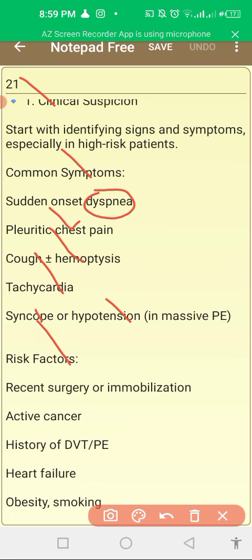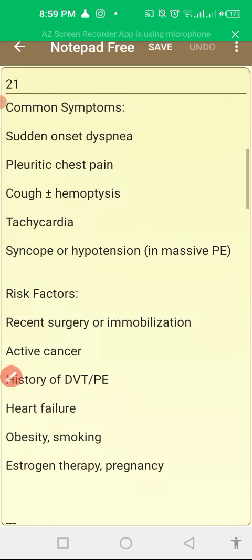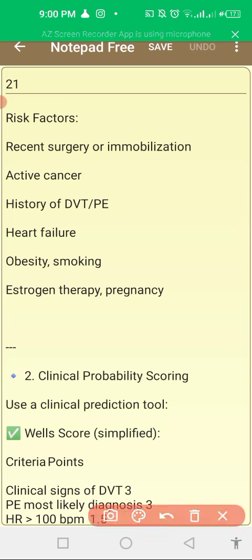Another one is risk factors. We have to look at if the patient has had surgery or is immobilized, or is there any active cancer, carcinoma or any lesion, or a history of deep vein thrombosis or pulmonary embolism, previous history, heart failure, if the patient is obese or smoking heavily from history.